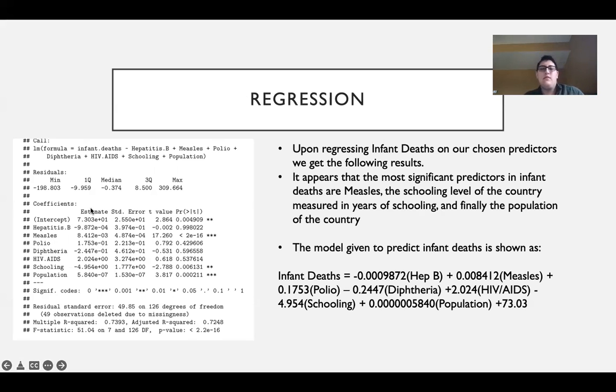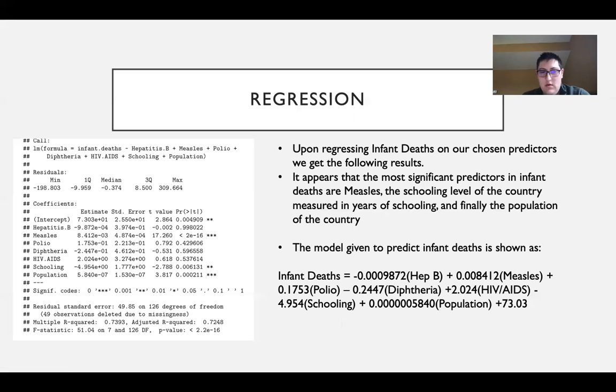When we put this into a model, ultimately it gives us this equation: infant deaths equals the intercept plus the coefficient for hepatitis B times the amount of hepatitis B immunization, same for measles, polio, diphtheria, HIV/AIDS, and you get the general idea.